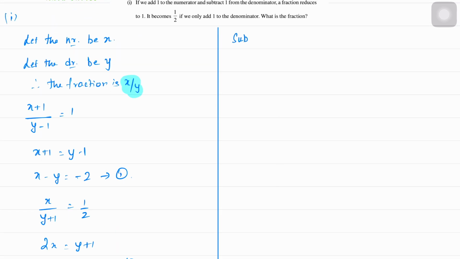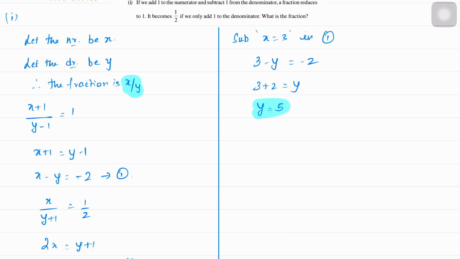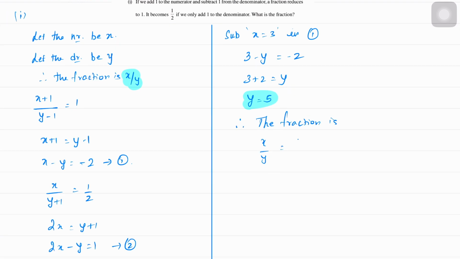Substituting x equals 3, maybe we can put it in the first equation. So let's put this in equation 1. So 3 minus y equals minus 2. Therefore 3 plus 2 equals y. That's taking y to the other side and bringing this negative to the left side. So y equals 5 is the other value. Therefore the fraction is x over y equals 3 over 5, which is our answer.